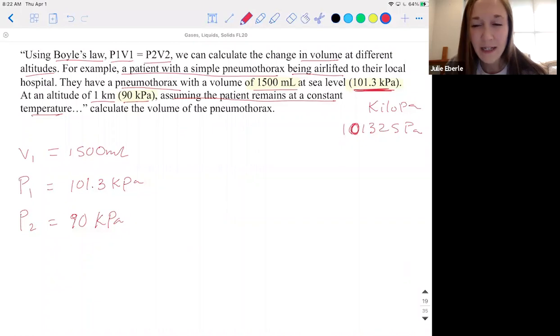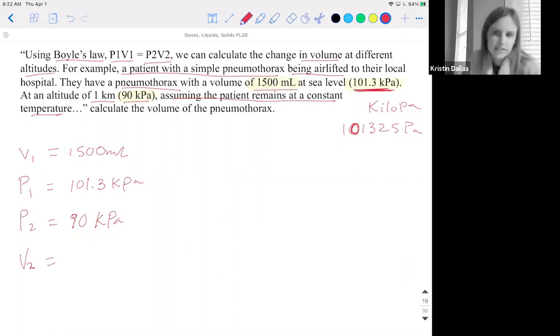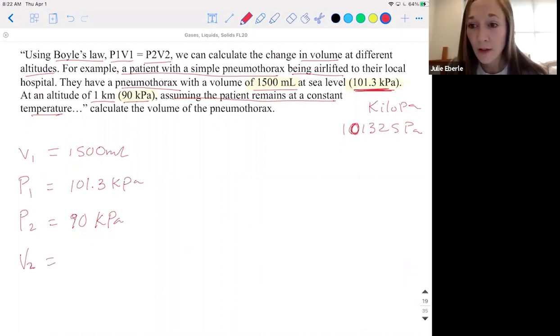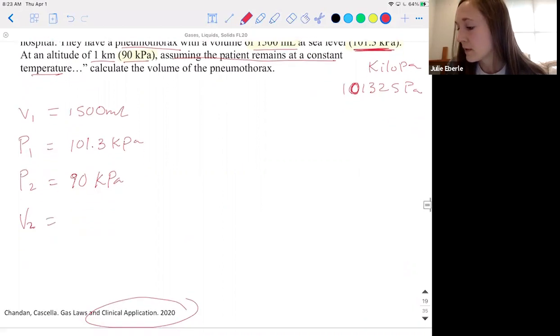So what do you expect the second volume to be? We're looking for V2. If pressure decreases, what's going to happen to volume? Remember, they're inverse. Increase. So that could be dangerous. We don't want the volume of the lung to increase too much. So let's figure out what it will be.